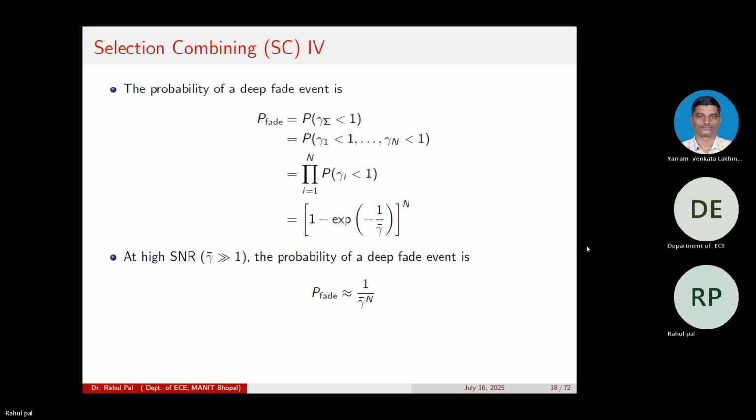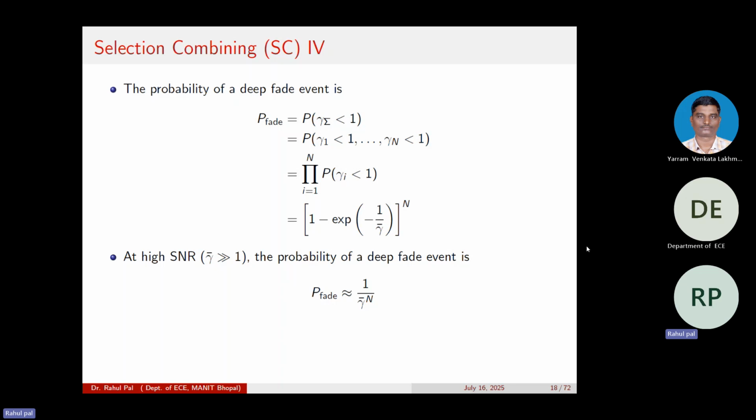So we are discussing selection combining. What we have done in selection combining is select the antenna from which we are receiving the maximum signal to noise ratio. This is how we are improving the reliability of the signal. Now we can also calculate the probability of deep fade event for selection combining.